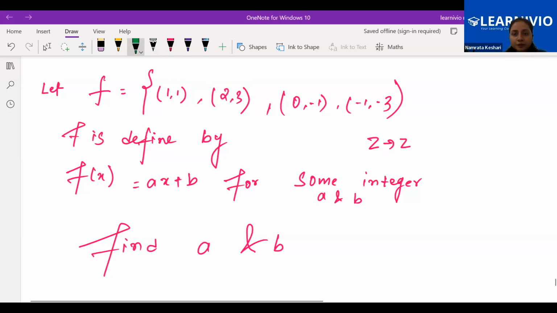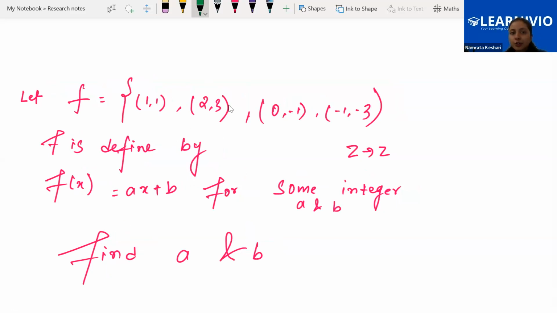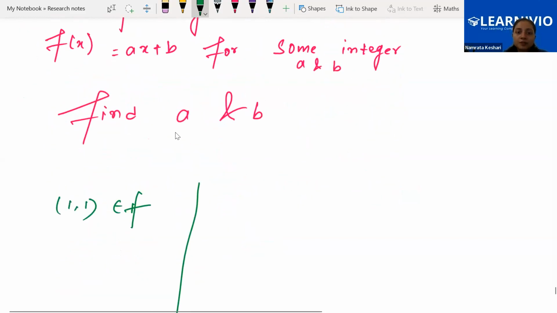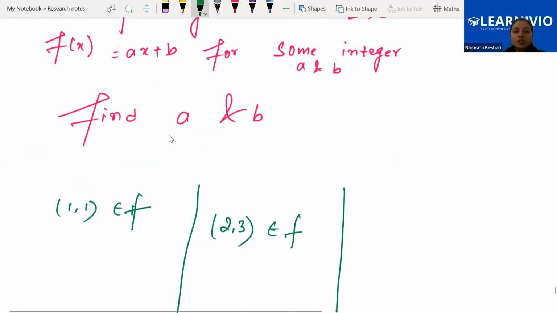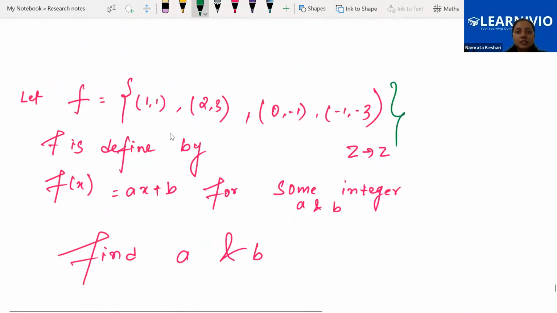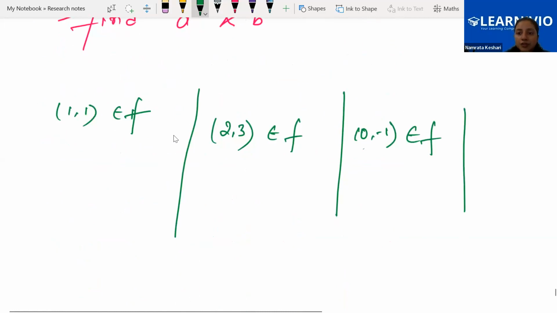So what we can do here, we know that (1, 1) belongs to this function f, (2, 3) belongs to f, (0, -1) belongs to f, and (-1, -3) belongs to f. These are the four elements which belong to the function f. We can write it like this, as you have already learned in the set chapter. This ordered pair also belongs to f.